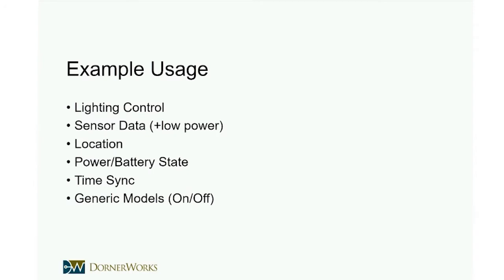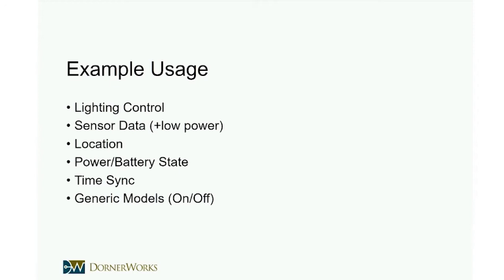So some example usage, lighting control. I think this is the most common one that you'll find in the examples. So if you have a warehouse or a large industrial site where you want to wire all of these lights together to be controlled by a central spot, but you're not going to be in radio range of all of the lights all the time, mesh networking is pretty ideal for that.